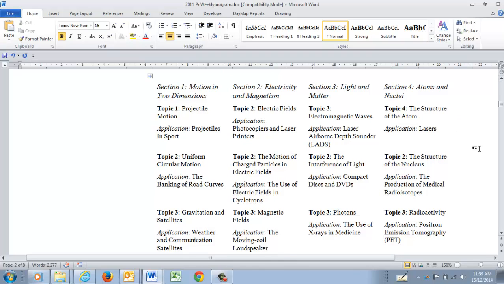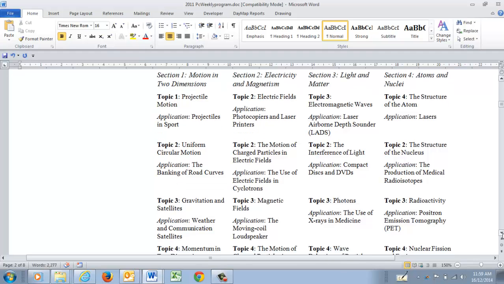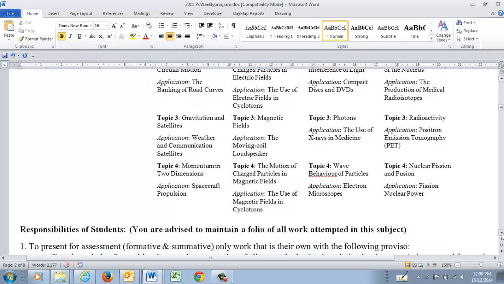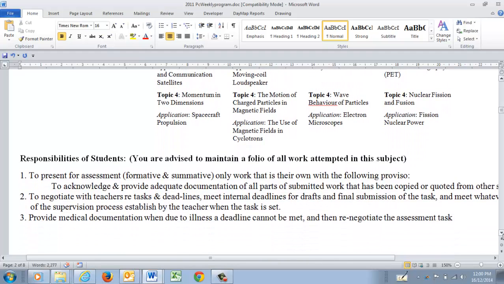When we come down to the last topic, atoms and nuclei, the structure of the atom, we talk about how lasers work as the application there. Then the structure of the nucleus. We're looking at radioisotopes, and at a PET scanner as an example. And then we finish off with nuclear fusion, and the application is a fission nuclear power station. In terms of the whole course, it's really important for you to understand that those are the topics that you're doing.